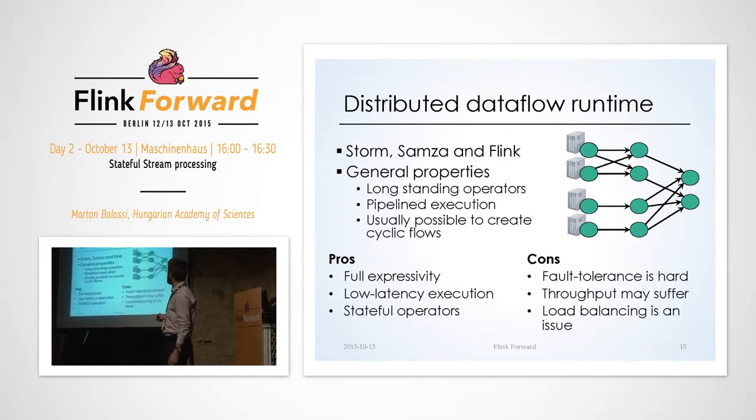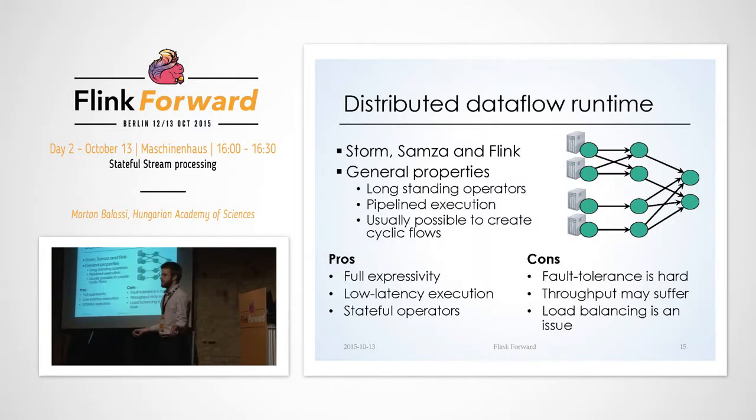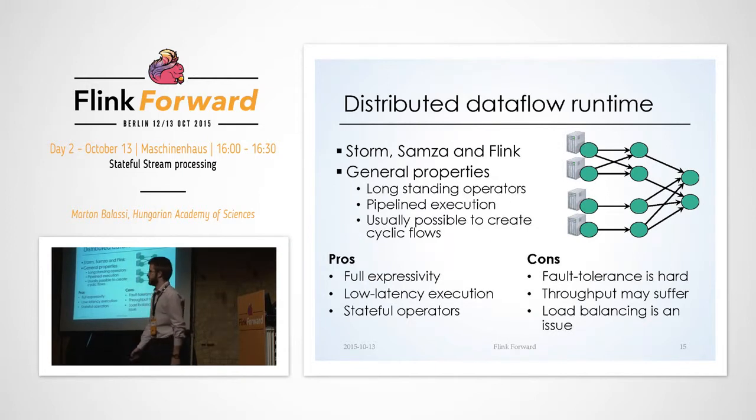So we have operators that are connected with pipes, and these operators are parallelized at multiple nodes, multiple machines, and all the data flows through this pipeline. And it's good because it's really expressive and it can provide low latency. But of course, you need to deal with things like fault tolerance, and that's not easy, and we will see that it's not that easy. And also, if you want to use this for batch processing, it's not always a good fit because you might not have as high throughput as you would have in a batch processing system.